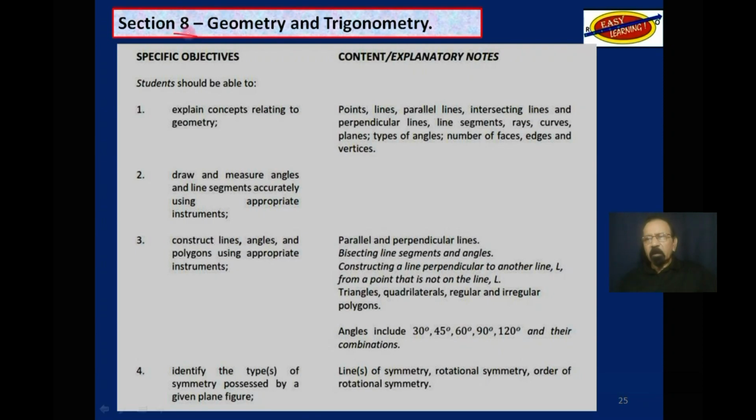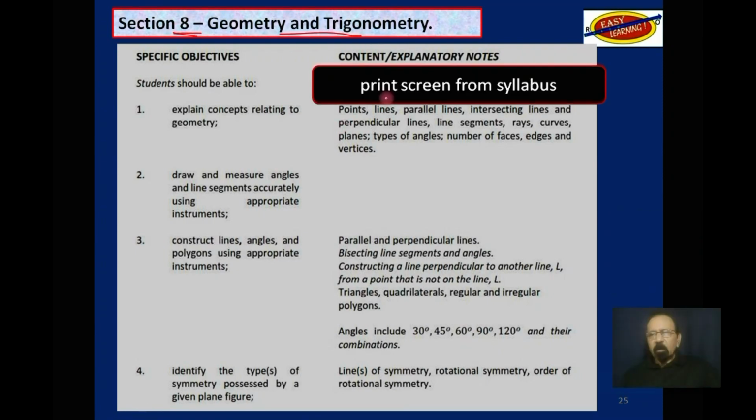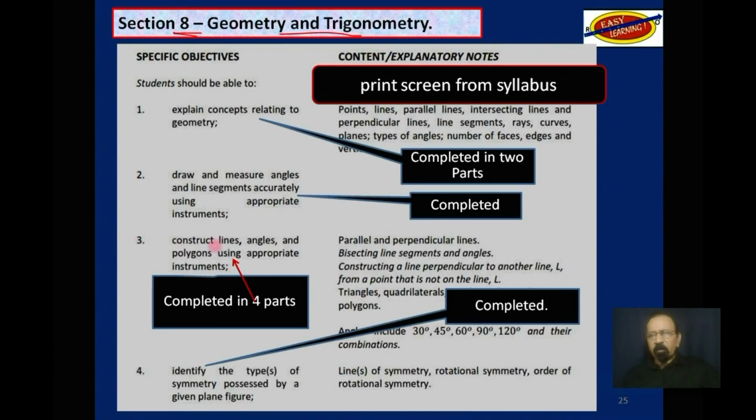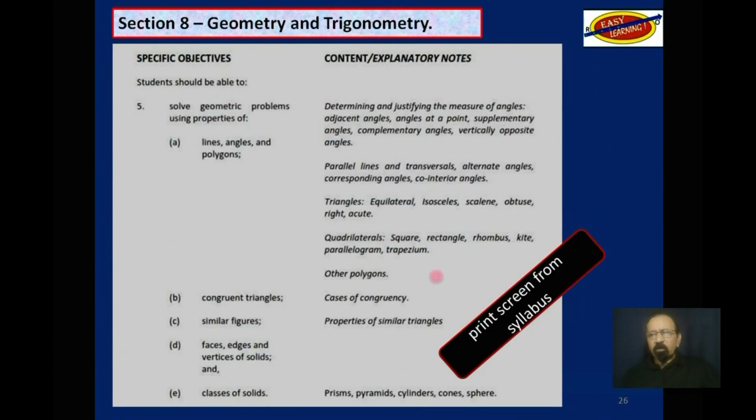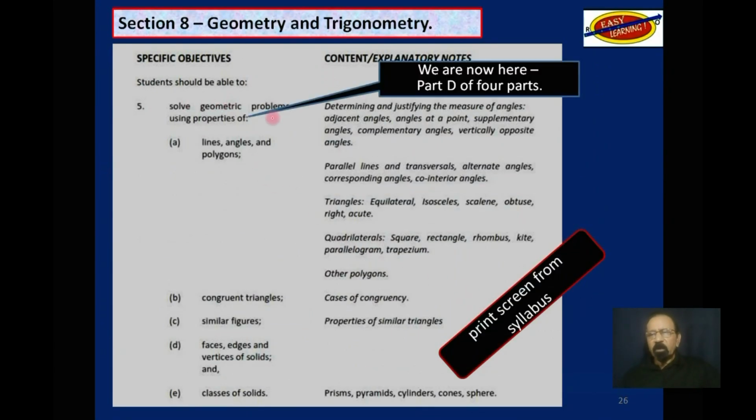So we are here, section 8, geometry and trigonometry. This is a print screen from the first page of the syllabus objectives. We have completed all of those. And this is also a print screen from the second page. We are now at part 4 of objective 5. As you can see, that objective takes up this whole page. We are now at part 4, the last part.